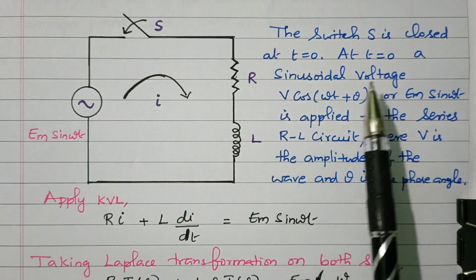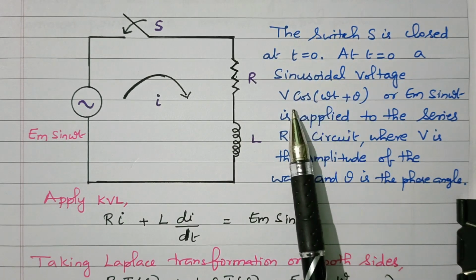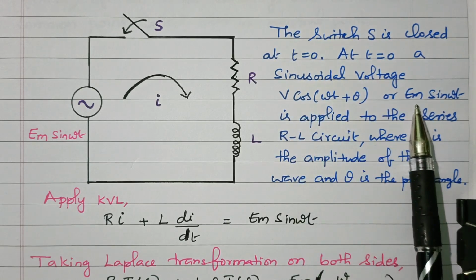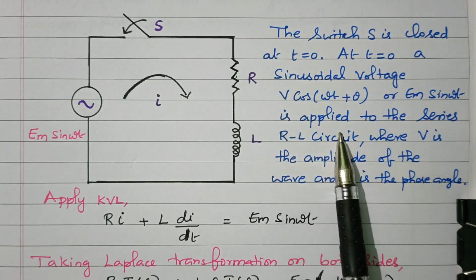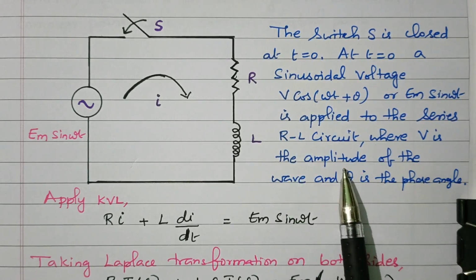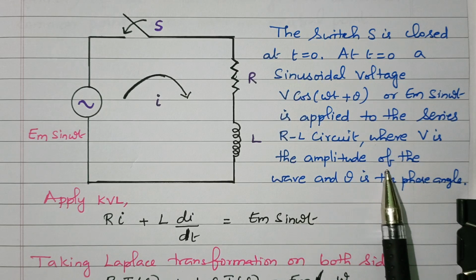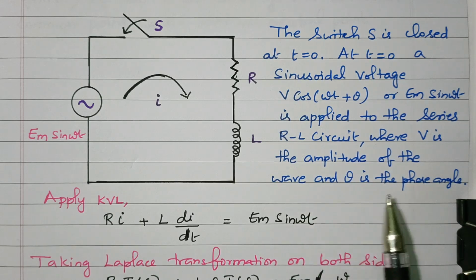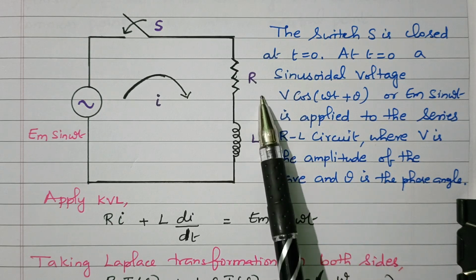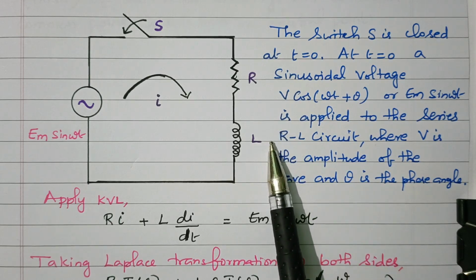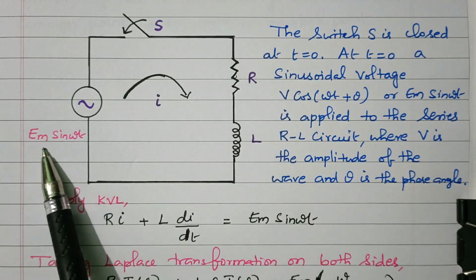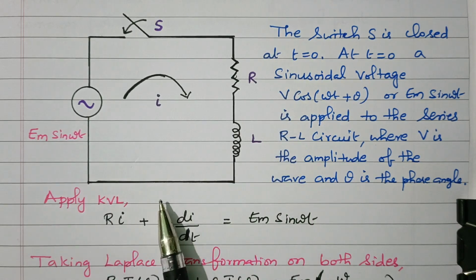At t equal to 0, a sinusoidal voltage V cos(omega t plus theta) or Em sin omega t is applied to the series RL circuit, where V is the amplitude of the voltage, the amplitude of the wave, and theta is the phase angle. So R and L is connected in series. The switch is closed at t equal to 0. The sine wave Em sin omega t is applied to the circuit.